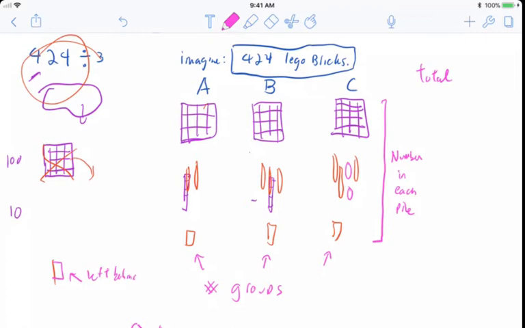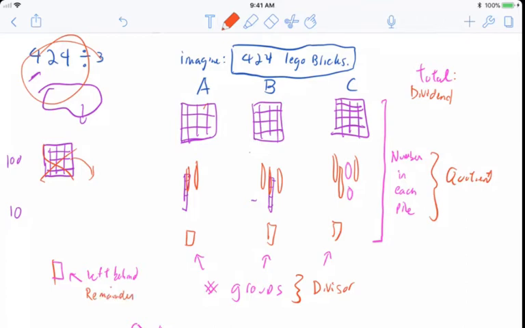Okay. So in terms of numbers, we call the total the divisor. We call the number in each pile the quotient. We call the number of groups the... Ooh, wait, hold on, I made a mistake. We call the total the dividend. I never use these words. These are like words from when you're a little kid. I've forgotten them all. Dividend. The number of groups is the divisor, and the number left behind is the remainder.